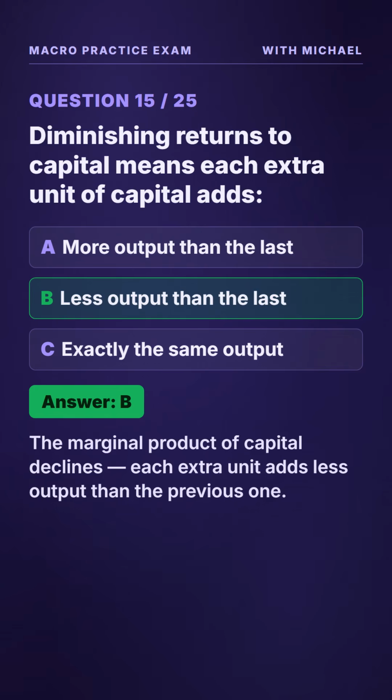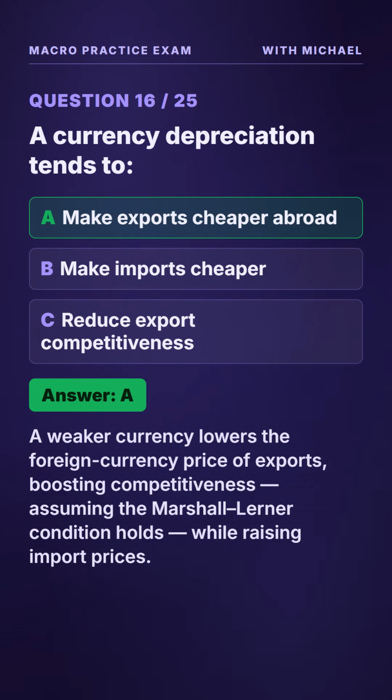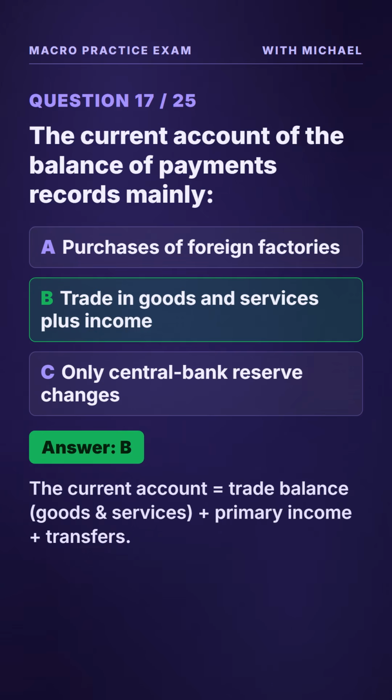Question 15. The correct answer is B. The marginal product of capital declines. Each extra unit adds less output than the previous one. Question 16. The correct answer is A. A weaker currency lowers the foreign currency price of exports, boosting competitiveness, assuming the Marshall-Lerner condition holds, while raising import prices.